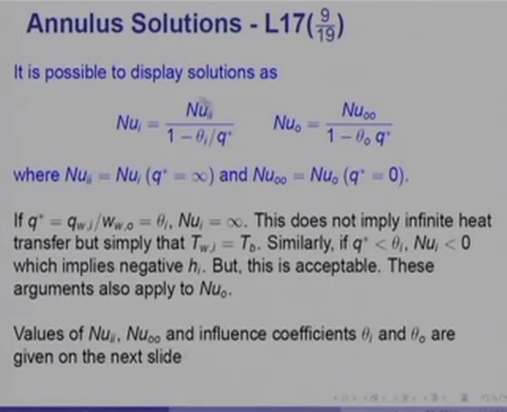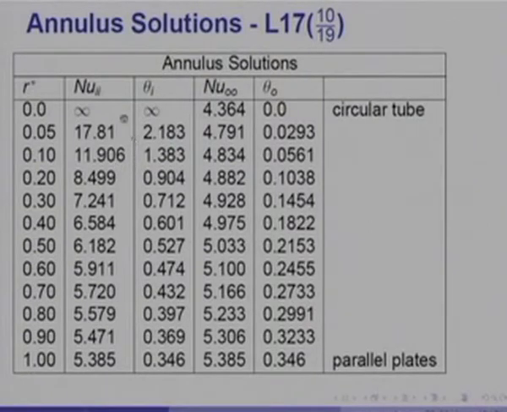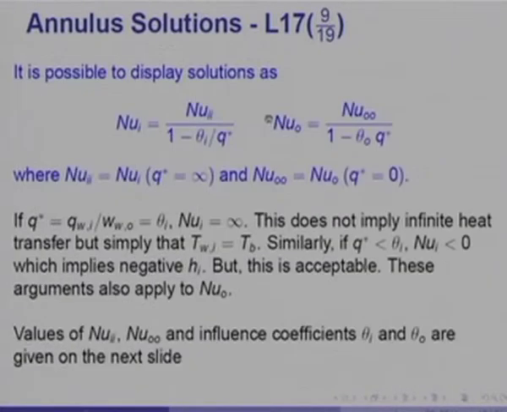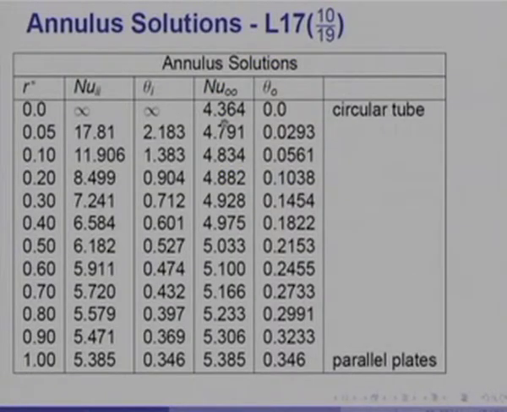But I remind you, to write the previous solutions in this manner, you again have to do a little bit of algebraic manipulation to show that this theta_i and Nu_ii are functions of radius only, and only (q_wall minus q_wall,i) over q_wall,o separates out as a function. So, here are the solutions that I present from r star equals 0, which is the circular tube, and you can see Nu_ii has no meaning, but Nu_oo is 4.364 and its influence coefficient is 0, and therefore Nu_o itself, as you can see here, has influence coefficient 0 and Nu_o would be equal to Nu_oo, and therefore that would be equal to 4.364.